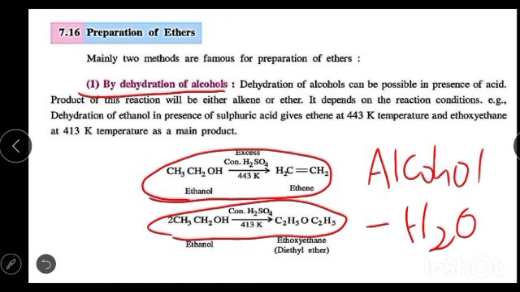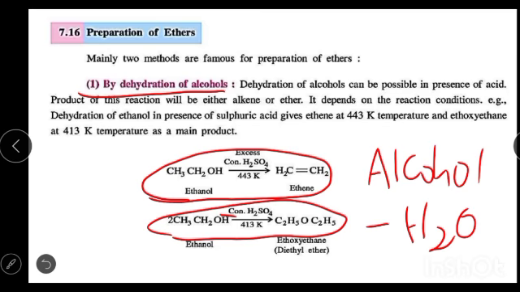So from alcohol we can see that there is the elimination of one hydrogen from here, and with the elimination of H2O we will get our ether. So by dehydration we'll get ether.